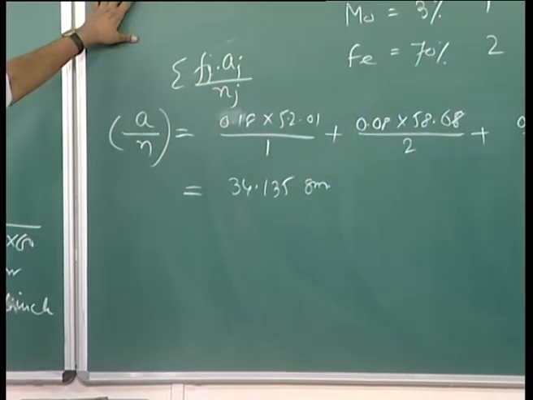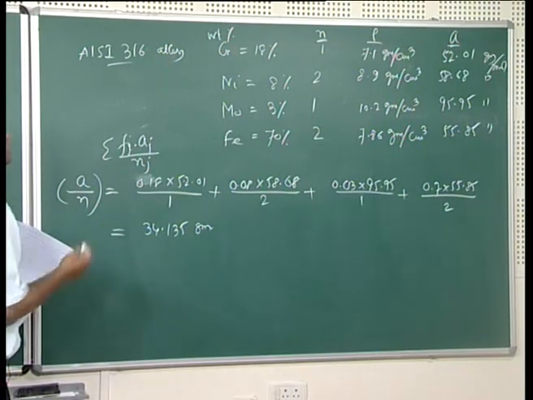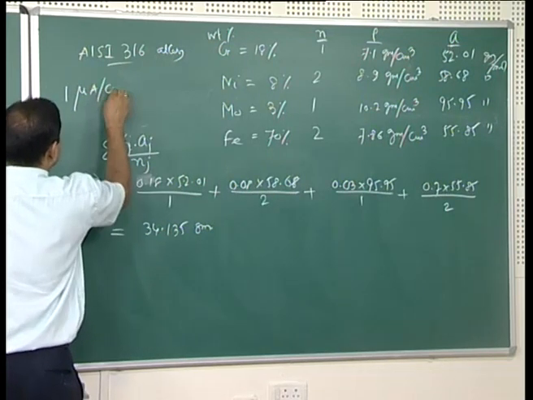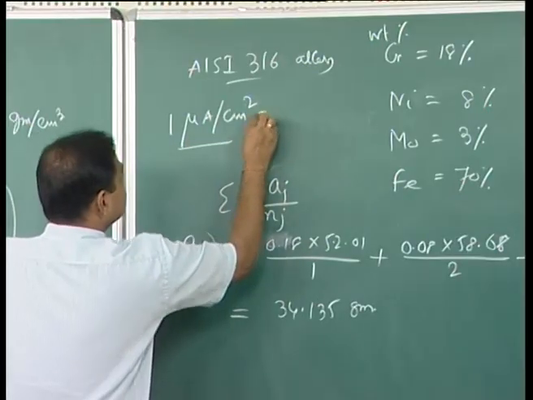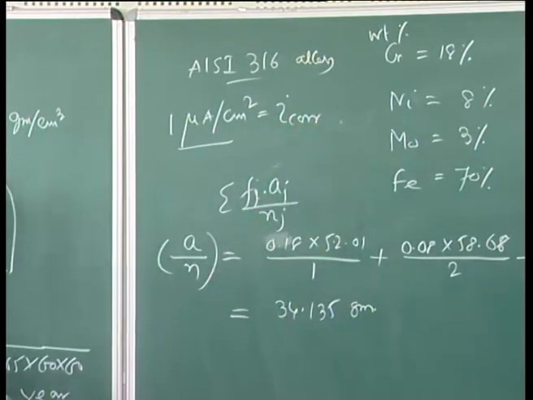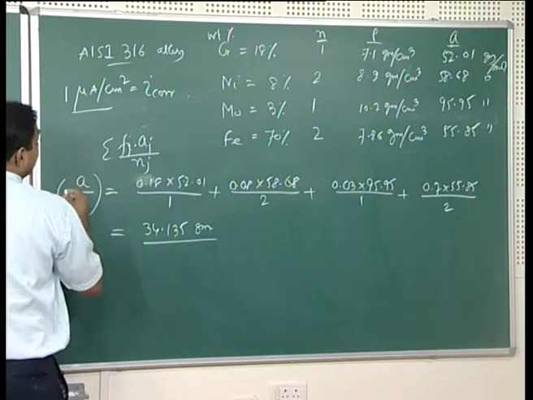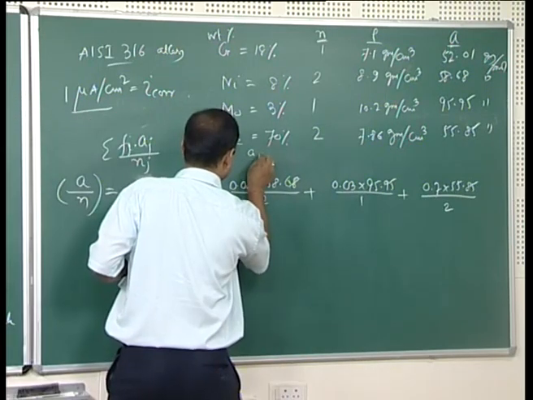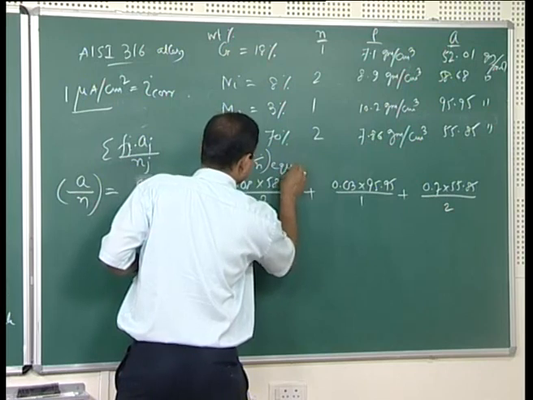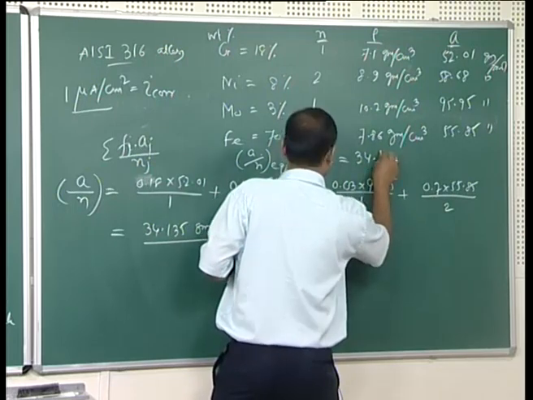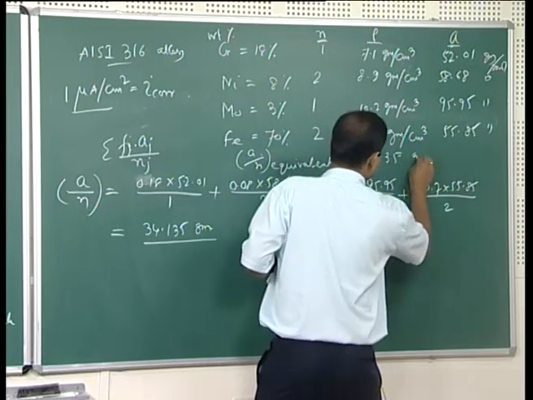Now, if I know that the corrosion rate in the current density term is given as 1 microampere per centimeter square, so this is my I corr. In this alloy I know the I corr, so I have to find out in the form of MPY. So, in that case I know this. I can also find out what is my rho. Let me note down this A by n equivalent equal to 34.135 gram.